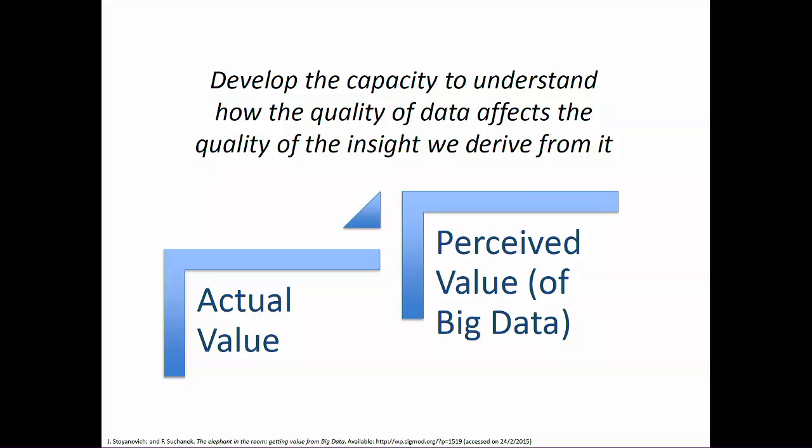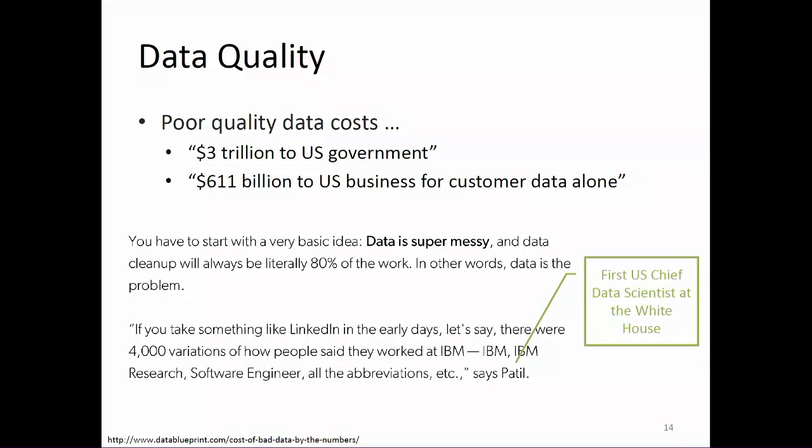But there is always a gap between the actual value and the perceived value of big data, and that gap is basically because of the data quality. If the quality of data is not good, then you will not get value out of it. This is another example where poor quality data costs $3 trillion to the US government and $611 million to US business for customers' data alone.